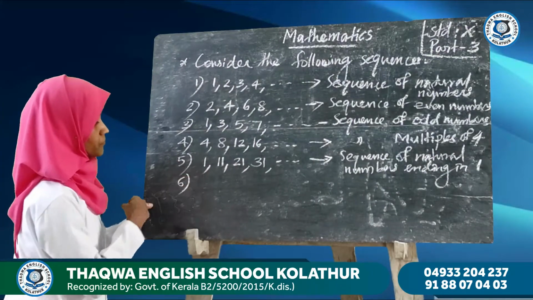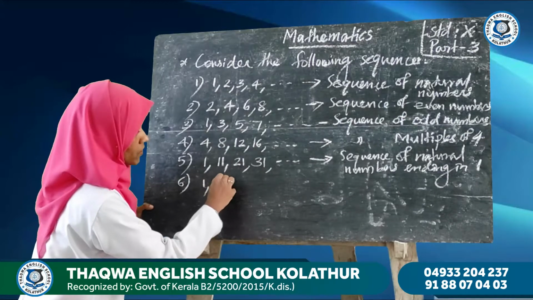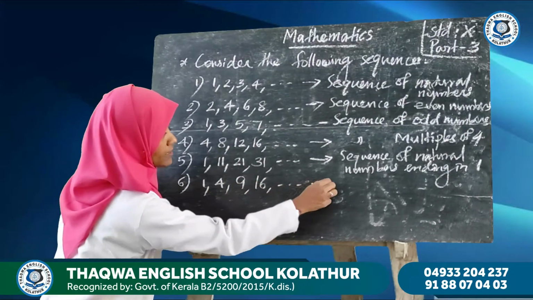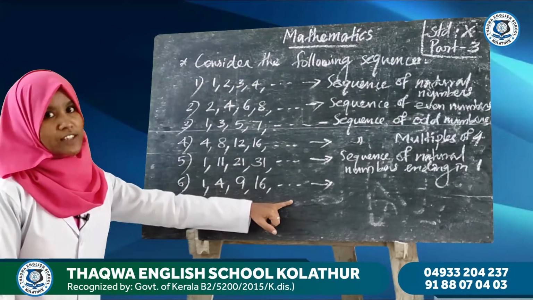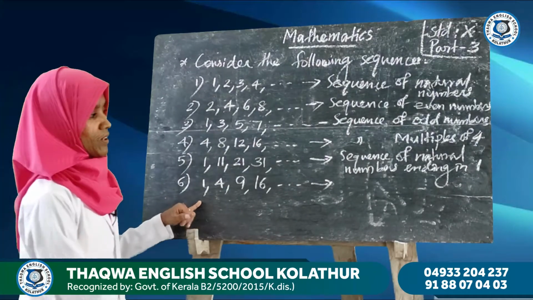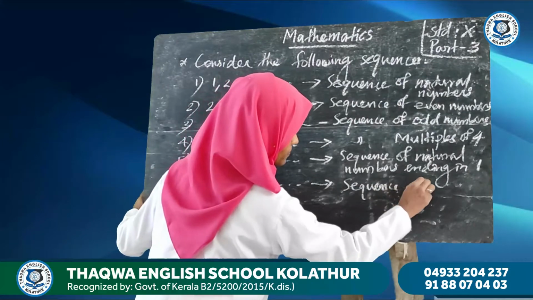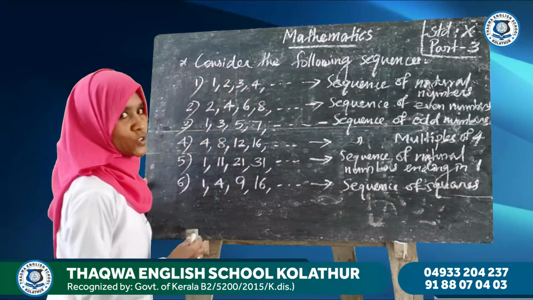Next: 1, 4, 9, 16, etc. Then the sequence of squares of natural numbers.